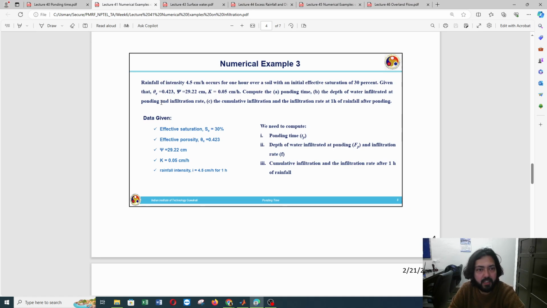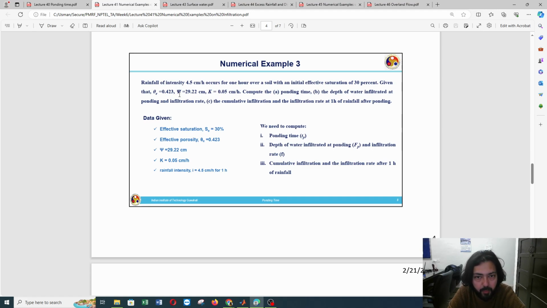In this example, they are saying that the rainfall intensity is 4.5 centimeter per hour. So they have given us the value of I as 4.5 centimeter per hour for 1 hour over a soil with initial effective saturation of 30%. Initial effective saturation means Se value is 0.30. Then they have given us effective porosity, θe, as 0.423. Then psi as 29.22 centimeter, and hydraulic conductivity K as 0.05 centimeter per hour.